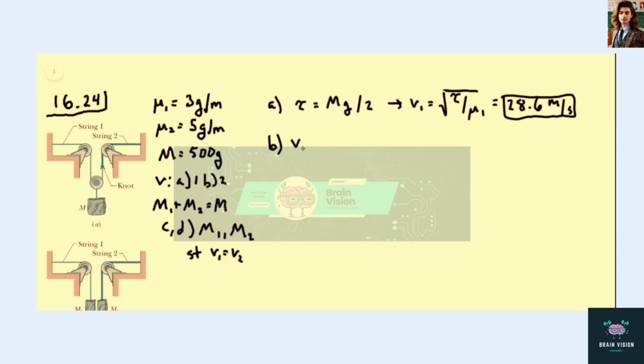So similarly for string 2, it's going to be the tension, which is the same in both, divided by its respective density. And so its wave speed is 22.1 meters per second.